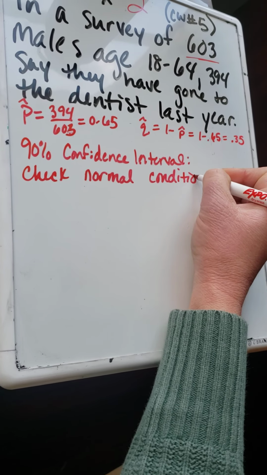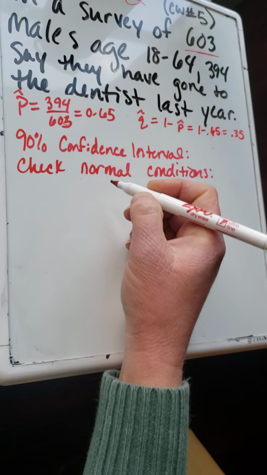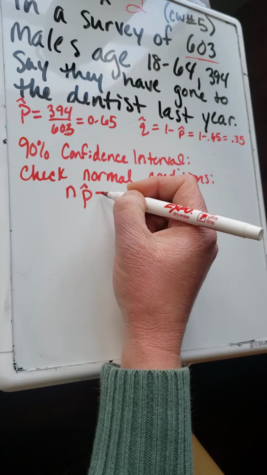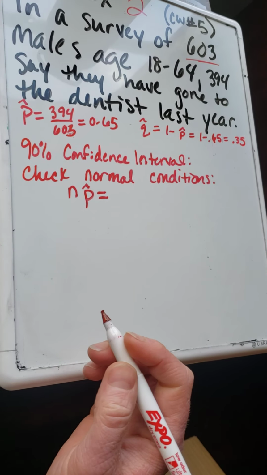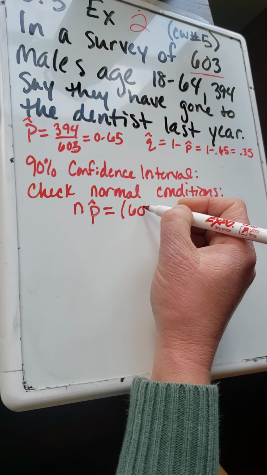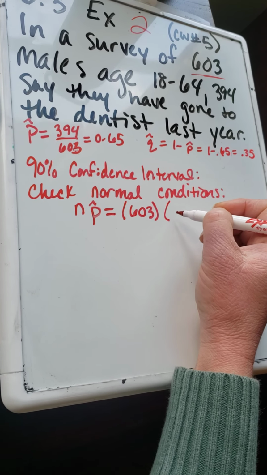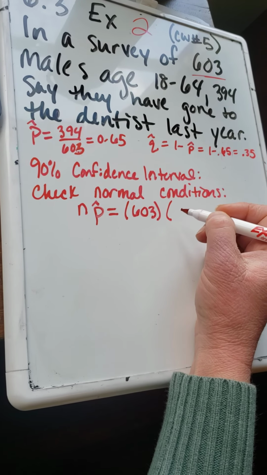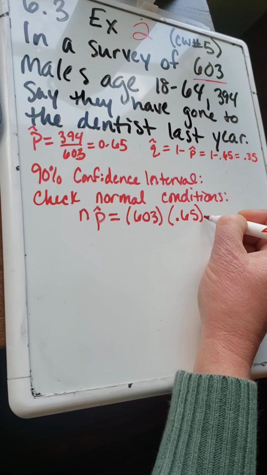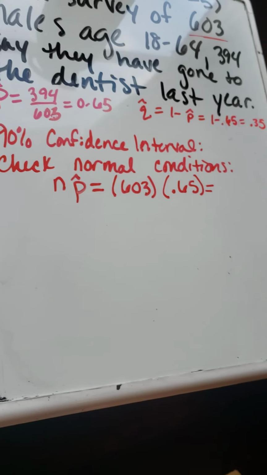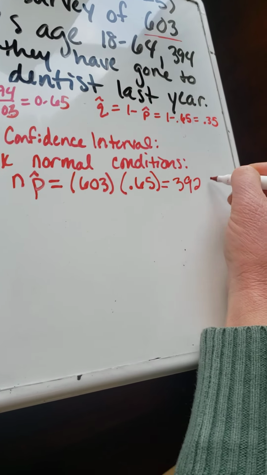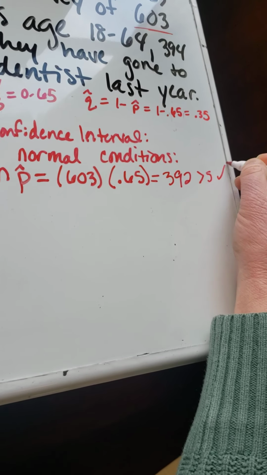by multiplying n times p hat, and we are looking to make sure this is bigger than 5. And almost always this happens with these examples, so you don't usually have to worry about it a whole lot, but you are supposed to check it to be sure. So 603 times 0.65 is about 392, which is obviously bigger than 5, so that's good.